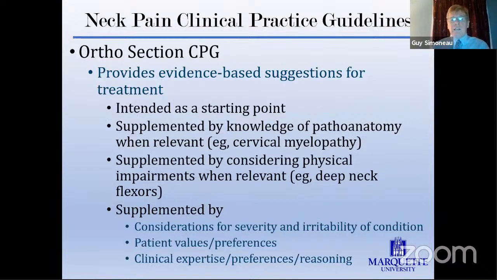The clinical practice guideline is a starting point, so you need to supplement that with pathoanatomy when it's relevant. For example, with cervical myelopathy, which is not part of the classification, you may need to supplement your examination by looking at physical impairments for any of the patients. You will treat your patients based on what the clinical practice guidelines suggest as the main interventions, but you should always feel free to address any additional impairments you notice. The deep neck flexor is something that is very often an impairment that we will address in many of the classifications.